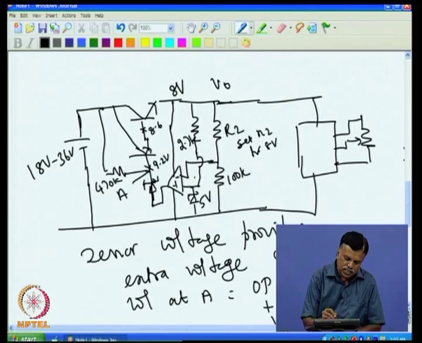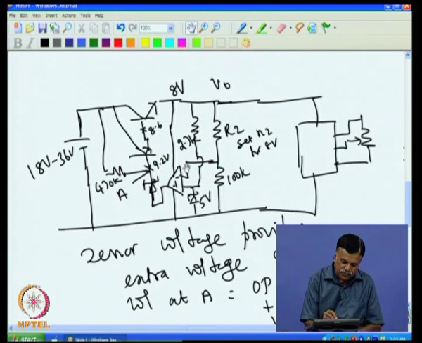So, if this is always sitting at 5, in case the output goes more than 8, then this point will go more than 5. Then if this goes more than 5, this voltage will come down, because the minus input is going up. So, this will come down, and so does this. In case it goes below 8, then this point will go below 5 volt.